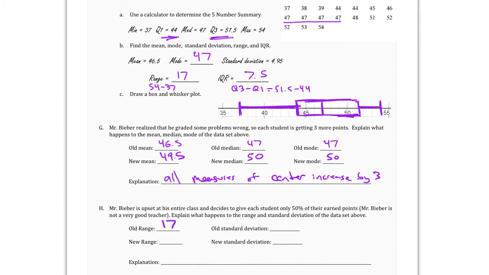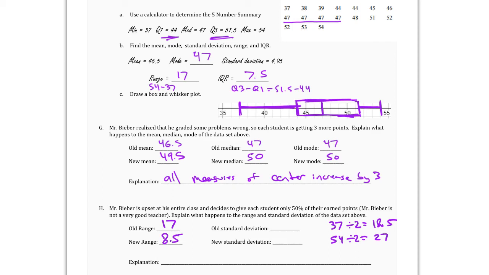To find the new range, well, let's look. What's the smallest score going to change to? It's going to go from 37, cut it in half, and that's going to be 18.5. And then the biggest score is 54, cut that in half, and we get 27. So my new range is going to be from 27 to 18.5, which is 8.5. Oh, is that half of 17? Look at that, it is.